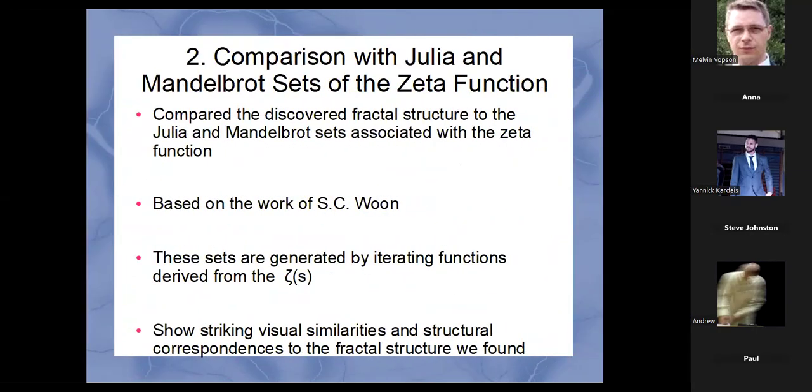Next is the comparison with Julia and Mandelbrot sets of the zeta function. We compared our fractal to Julia and Mandelbrot sets related to the zeta function, based on the work by S.C. Woon. These sets are made by repeating functions from the zeta function and look very similar to the fractal we found.